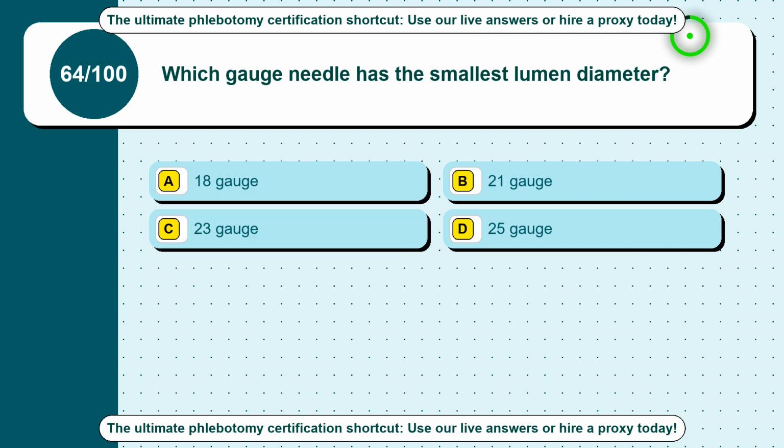Question 64. Which gauge needle has the smallest lumen diameter? Option A. 18 gauge. Option B. 21 gauge. Option C. 23 gauge. Option D. 25 gauge.